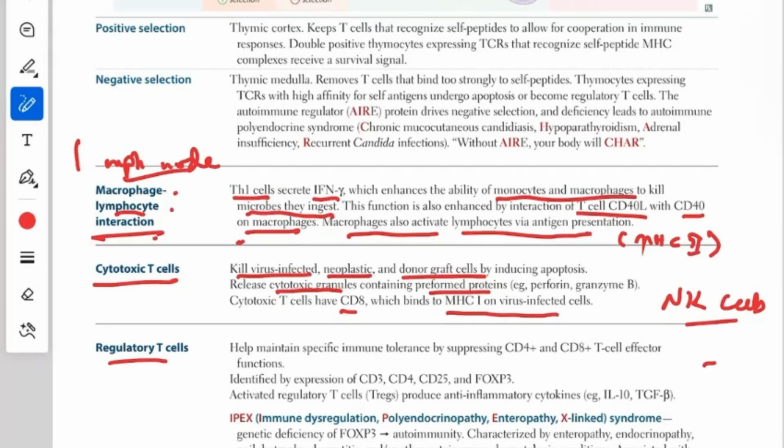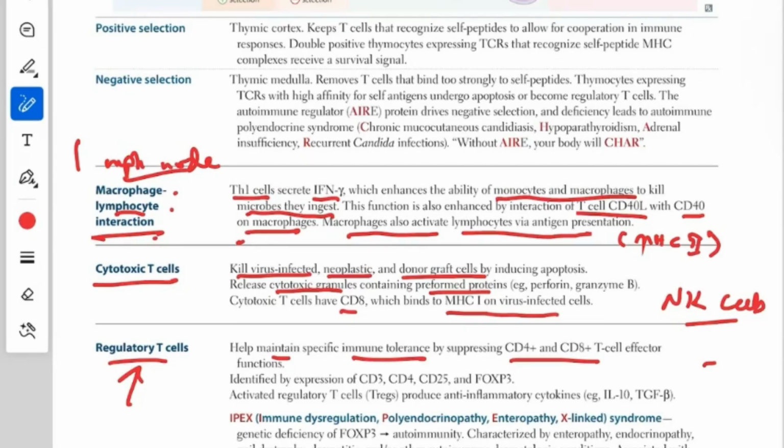Okay. So we said regulatory T cells help to maintain specific immune tolerance. When we say immune tolerance, this time it means the body's own immune cells, the T cells, will not attack the normal cells of the body. That's what is called immune tolerance, to not attack your own tissues, so that the immune system is able to live in harmony with the cells of the body and not see them as foreign and attack them. So that's the function of the regulatory T cells.